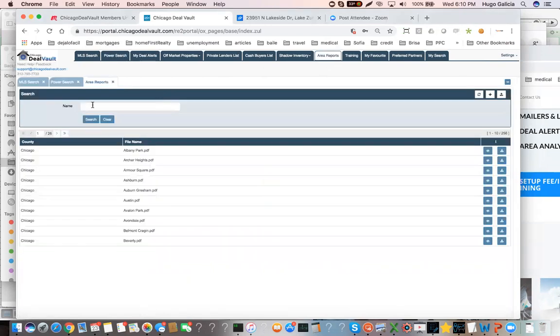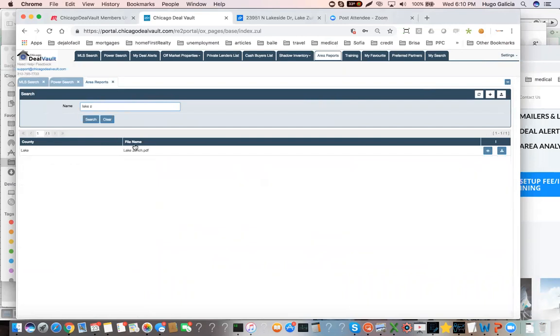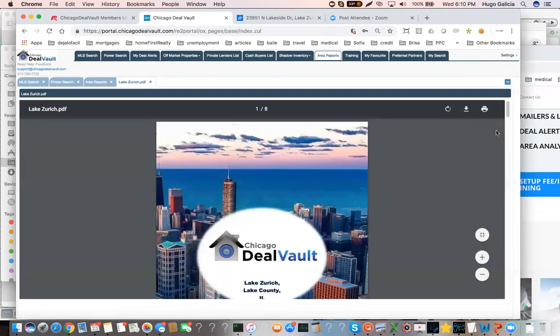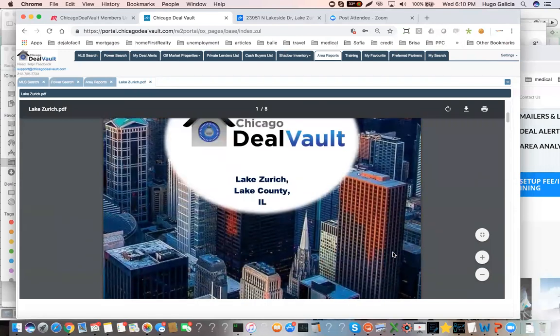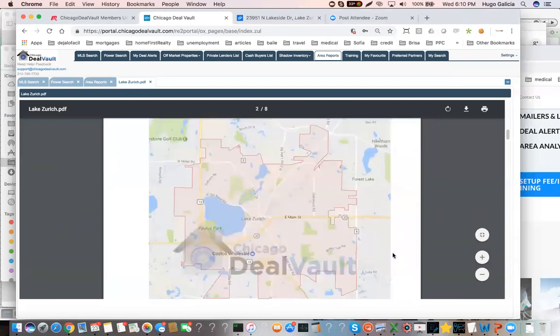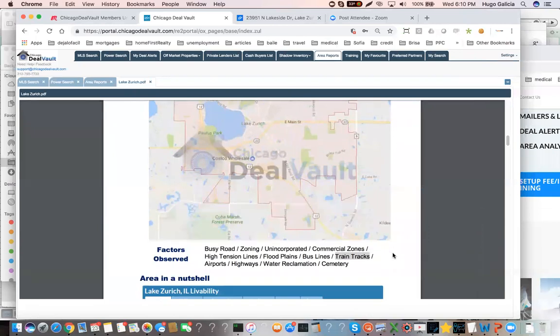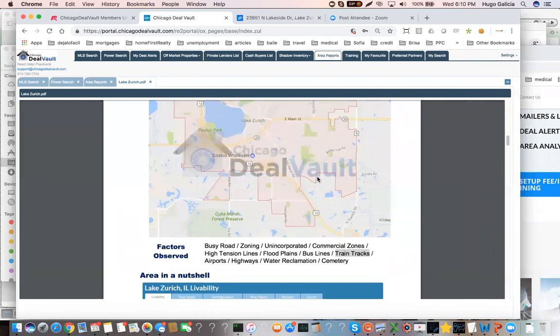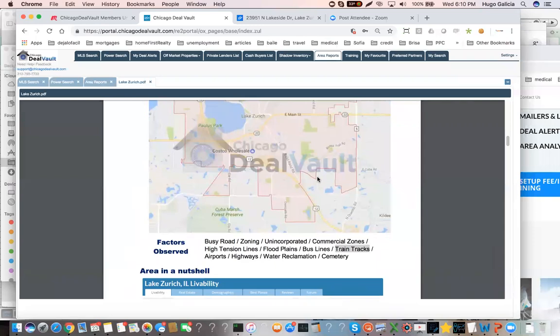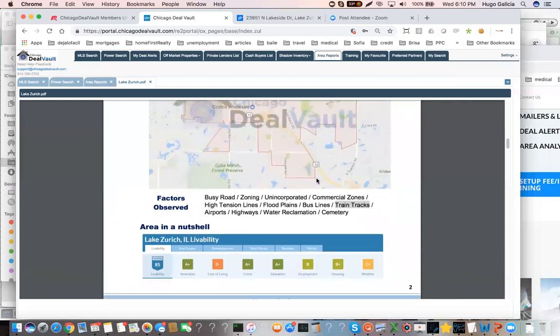For those of you who are not familiar with Lake Zurich, I just want to point out a few pieces of information that are very important when looking at areas. So number one, Lake Zurich is a small town that has great amenities, great property prices, and appreciation is high. Population growth is great, and it's a safe area. So it's a B area.